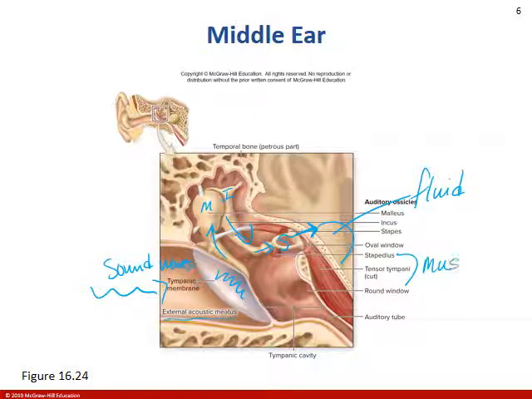There are also 2 muscles, and these muscles will contract if there's a really loud noise to try to dampen or stop the stapes from causing the fluid to move. So it's kind of like a safety measure.